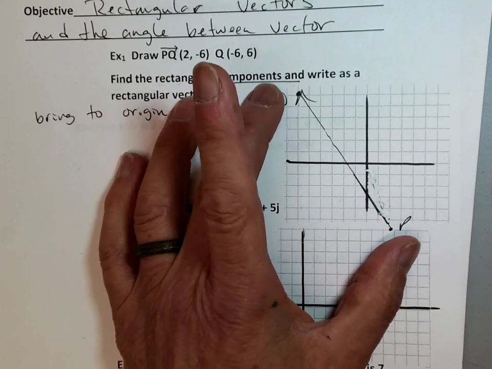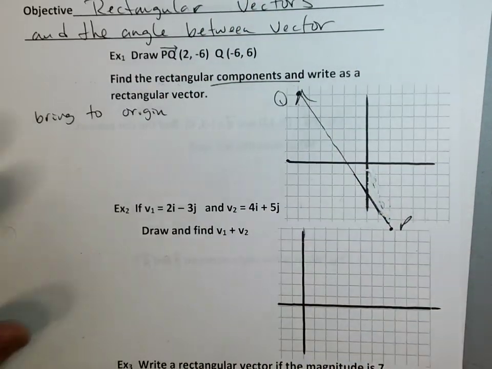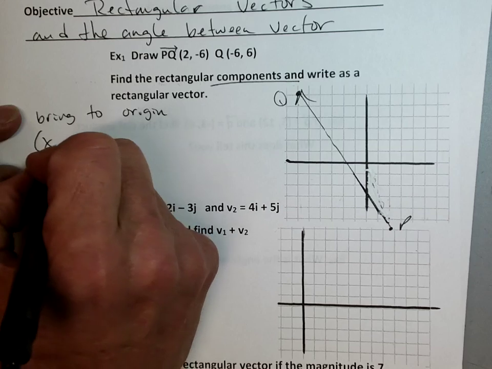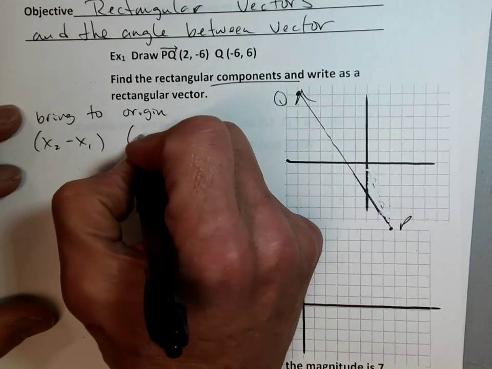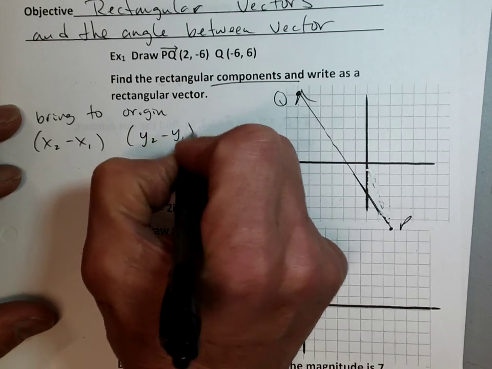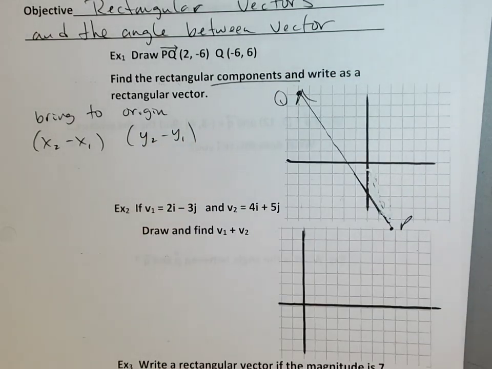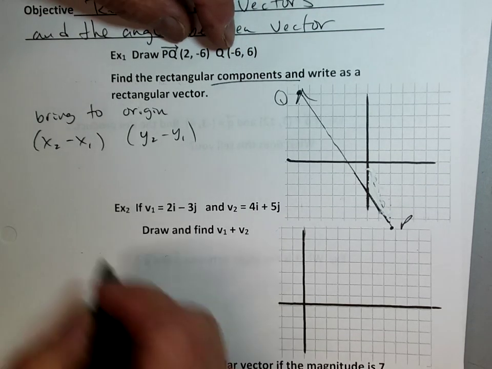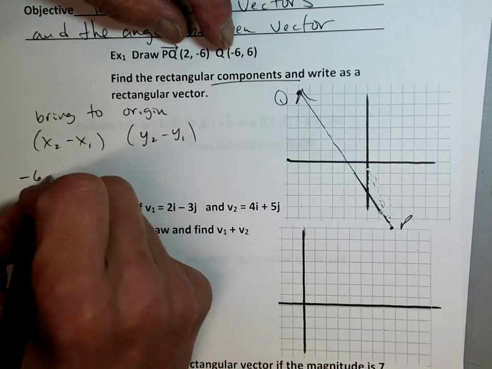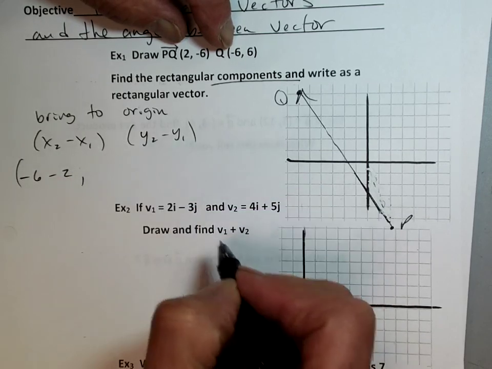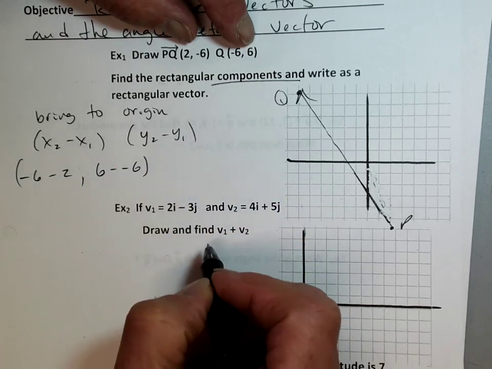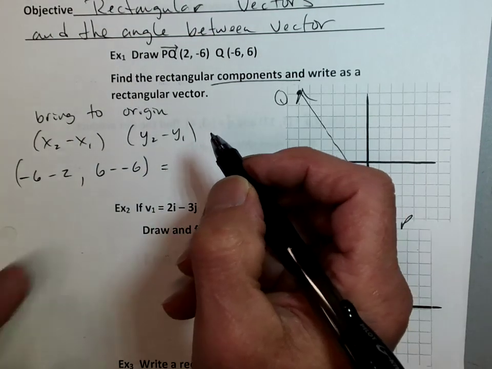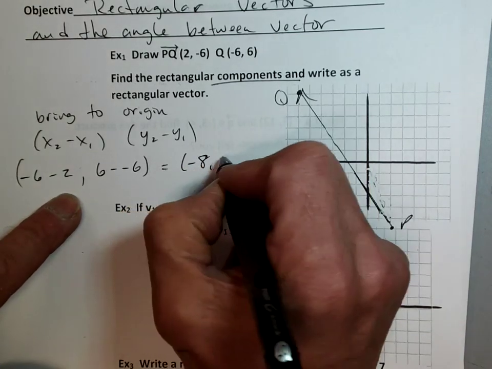I could physically pick it up and bring it, or I could take x2 minus x1 with y2 minus y1 and that will put it to the origin. Does that make sense? So if I take my negative 6 minus 2 and then my 6 minus negative 6, I'll get its component vector, which is going to be negative 8, 12.